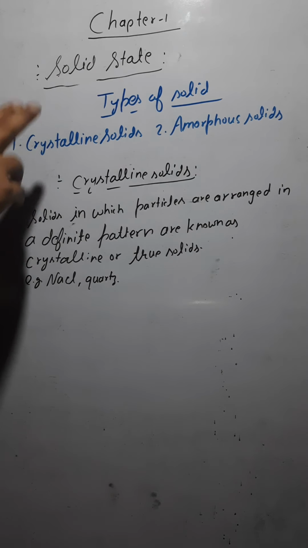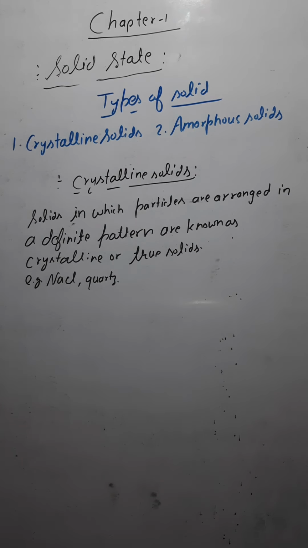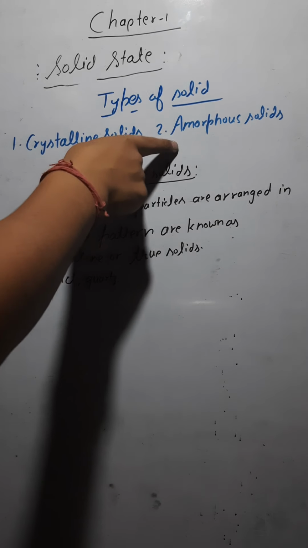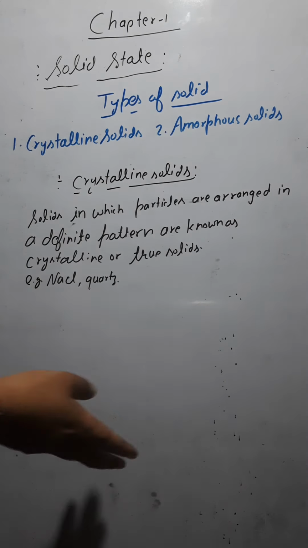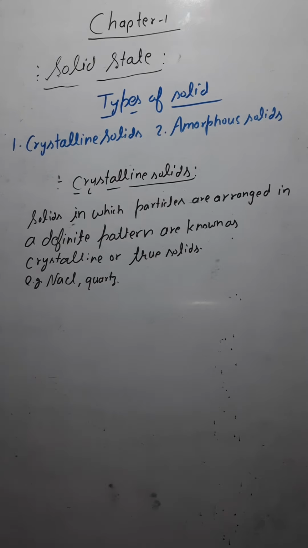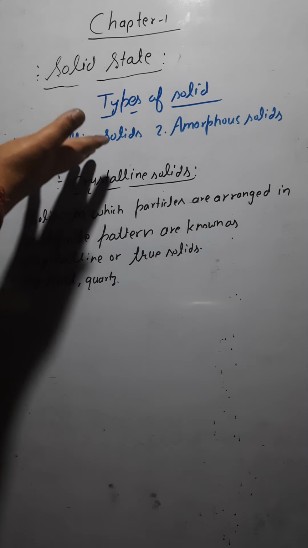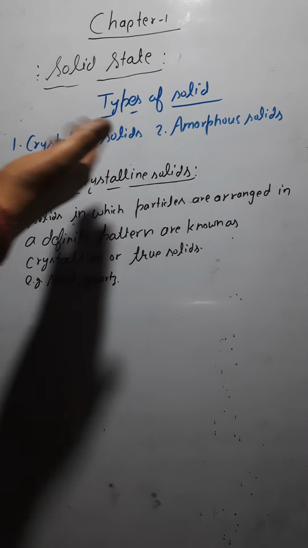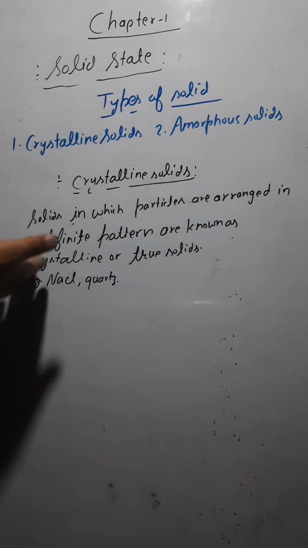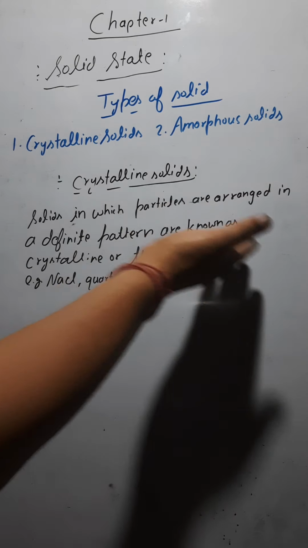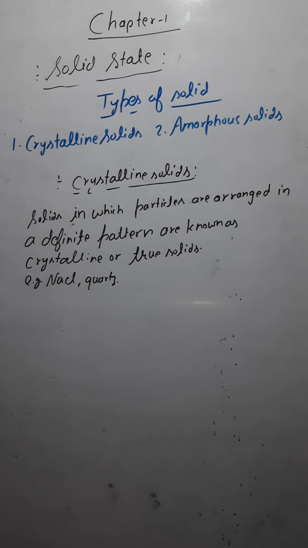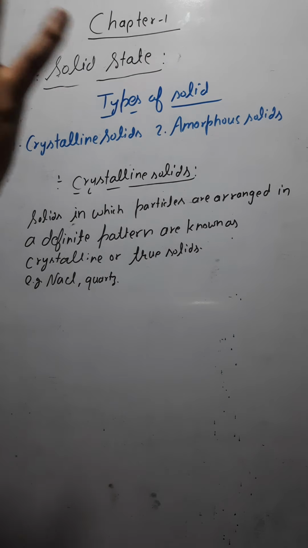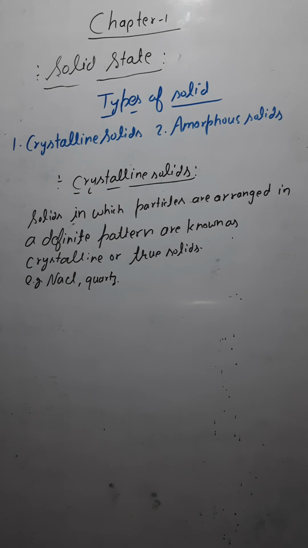We have two types of solids here. The first one is crystalline solids, and the second one is amorphous solids. So solids can be divided into two types, crystalline solids and amorphous solids. Let's define crystalline solids first. Solids in which the particles are arranged in a definite pattern, a definite arrangement of the particles, we call crystalline solids.